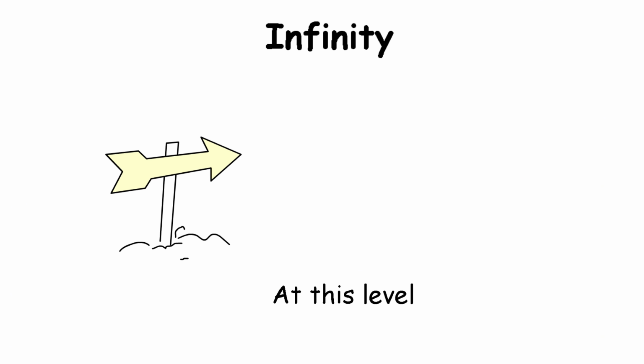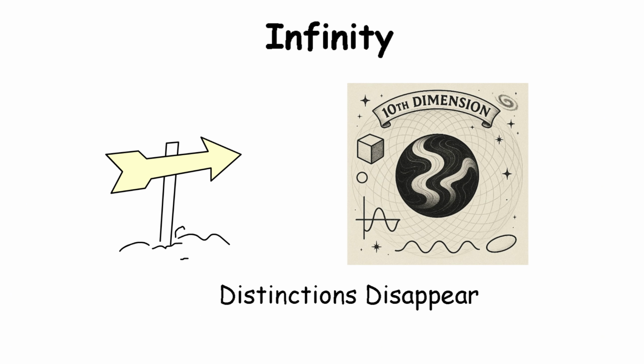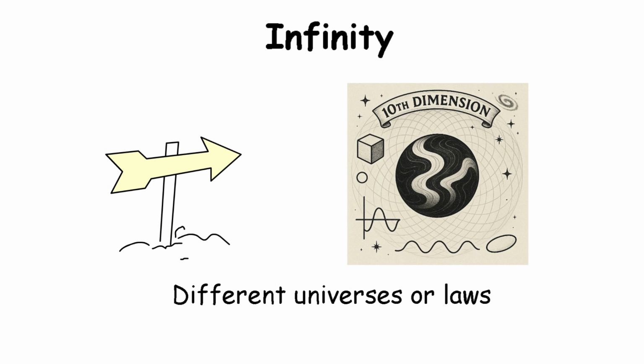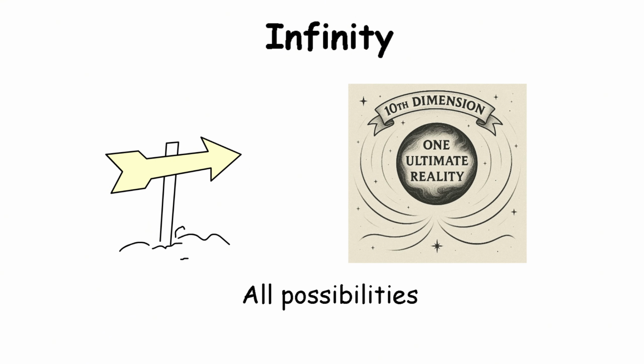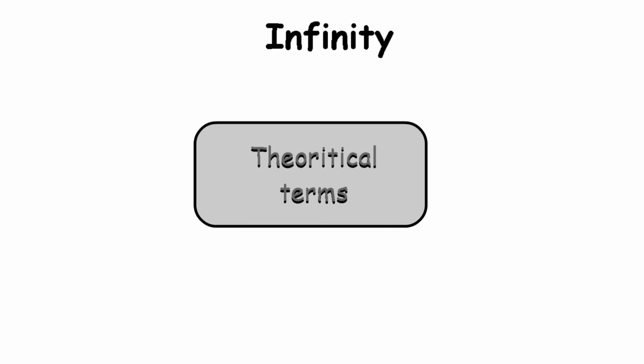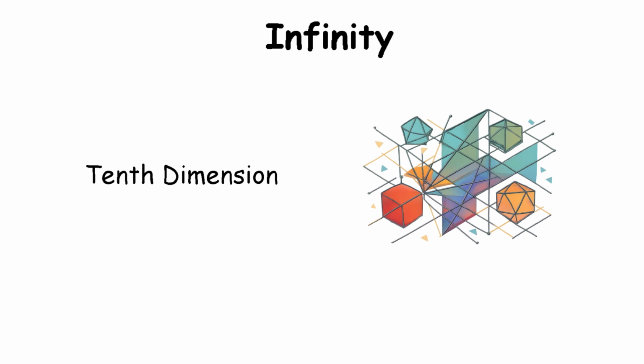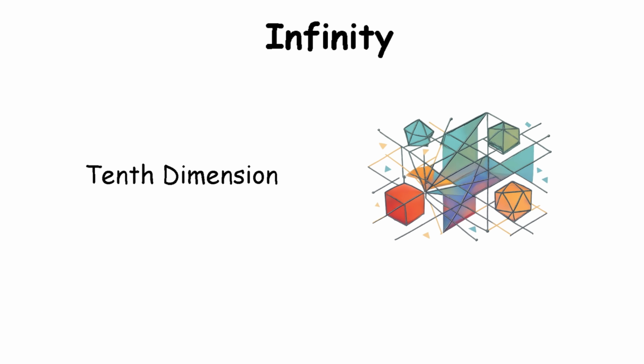At this level, distinctions disappear. It is not about different universes or laws, but the fact that all possibilities are held together in one ultimate reality. In theoretical terms, the 10th dimension represents the final limit, an infinite canvas containing everything that can exist, has existed, or could ever exist.